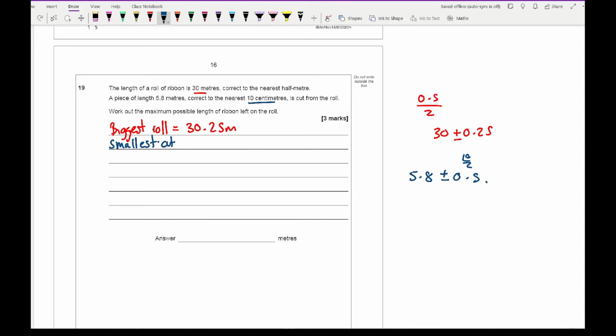In terms of there. Okay. And so that's going to be 5.75. Then if we take the two numbers away, so I've got 30.25 minus 5.75, should get an answer 24.